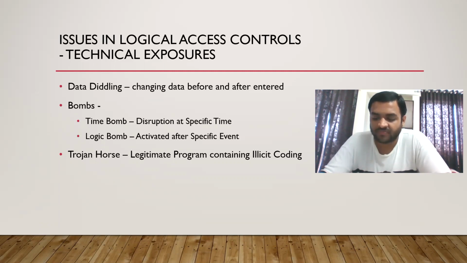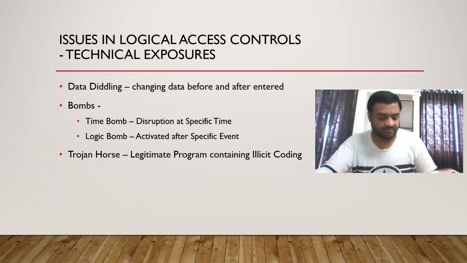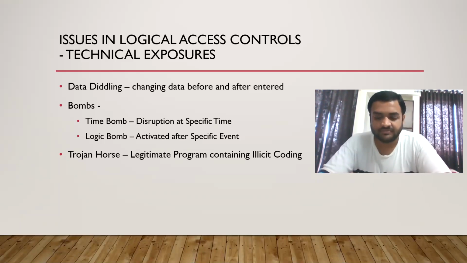We talked about the story of a wolf and 10 sheep. Slowly the sheep started disappearing because there was a wolf looking like a sheep. That was Trojan horse. Once again, data diddling, time bomb, logic bomb, Trojan horse. Now what we will do is we will see 4 points at a time so that it doesn't become very monotonous.